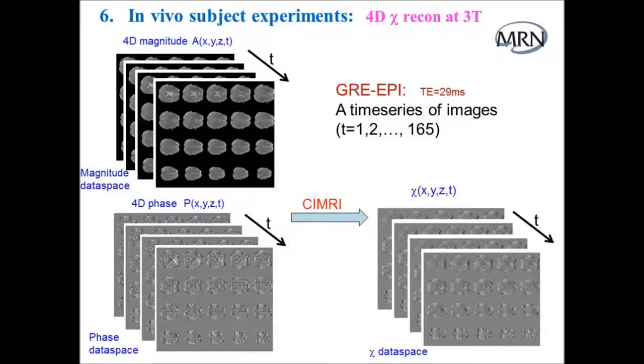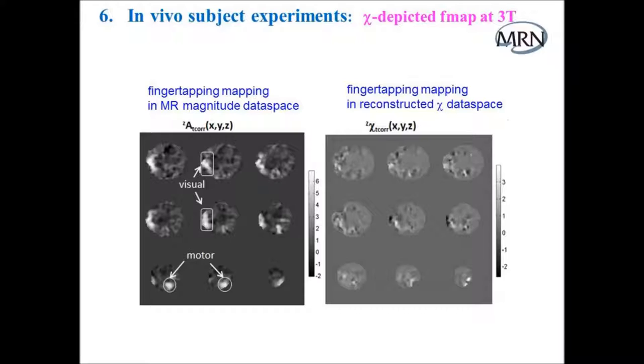That means the 4D magnitude, the 4D phase, and the inverse problem, the 4D chi. Our sequence uses the GRE EPI sequence, not the GRE sequence, it should be the EPI sequence, to get the 4D data set. So this is the functional imaging at 3T. By magnitude like this, you can see visual, very strong, and motor, very strong. But the reconstructed susceptibility is somewhat different.